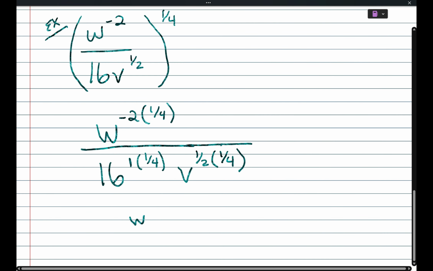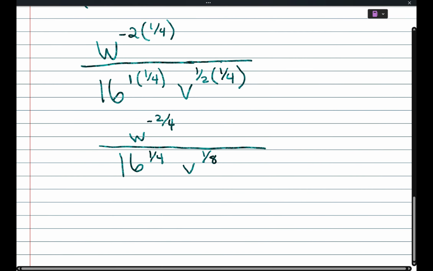So let's see what happens. Negative 2 times 1/4 is negative 2/4. 1 times 1/4 is 1/4. 1/2 times 1/4 is 1/8. And then lastly, you always want to simplify all fractions. So we have w to the negative 1/2, right? Because 2/4 reduces to 1/2, over 16 to the 1/4 and v to the 1/8.